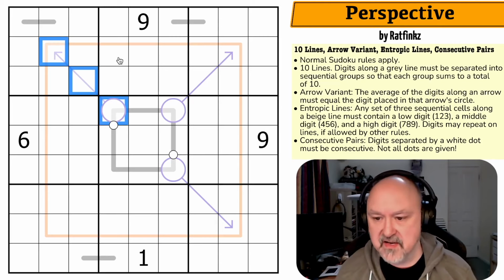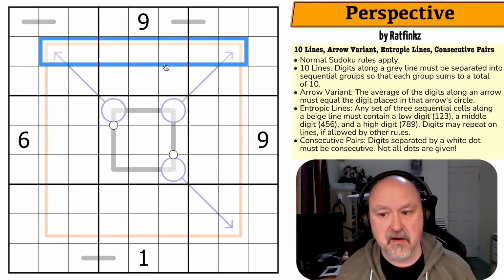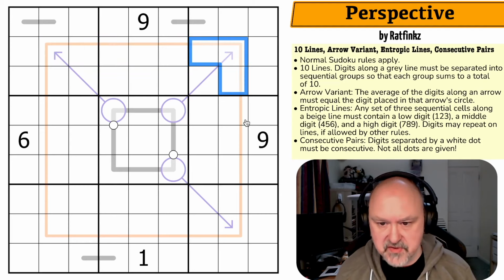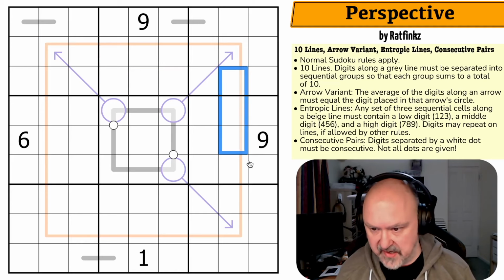Entropic lines. Any set of 3 sequential cells along a beige line must contain a low digit, 1, 2, 3, a middle digit, and a high digit. So these 3 cells will contain a low, a mid, and a high. Those 3 cells will contain a low, mid, and a high. Those 3 cells will contain a low, mid, and a high. Digits may repeat on the line if allowed by other rules.